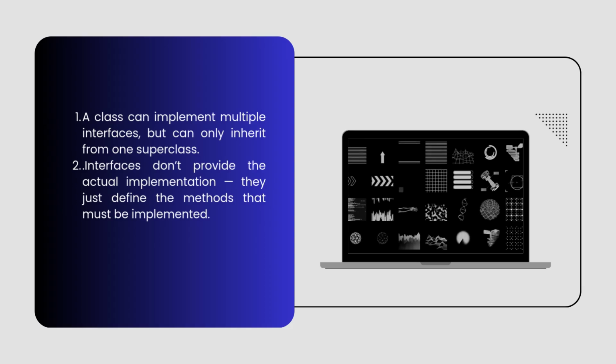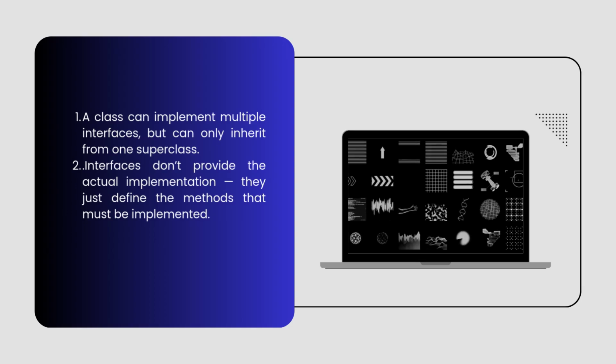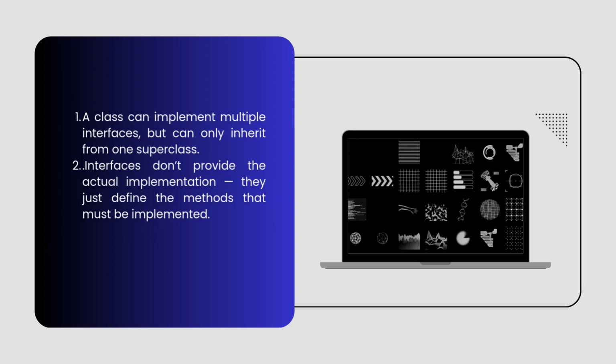A class can implement multiple interfaces, but can only inherit from one superclass. Interfaces don't provide the actual implementation, they just define the methods that must be implemented. This makes interfaces extremely powerful for designing flexible and modular programs.